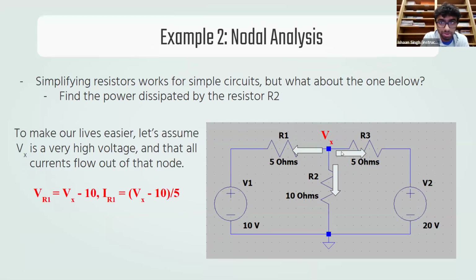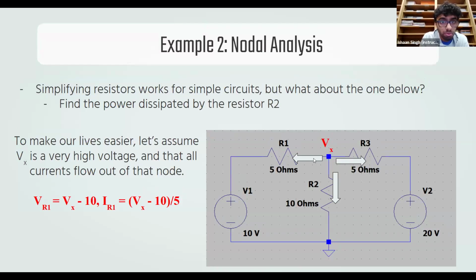So here's the first example. If I wanted to write the current going through R1, first we write the voltage dropped by R1, which is equal to Vx minus 10 volts. Do you guys see how we got that? Maybe it's even more clear if I annotate. The voltage right here is 0 volts, right? We all agreed on that.